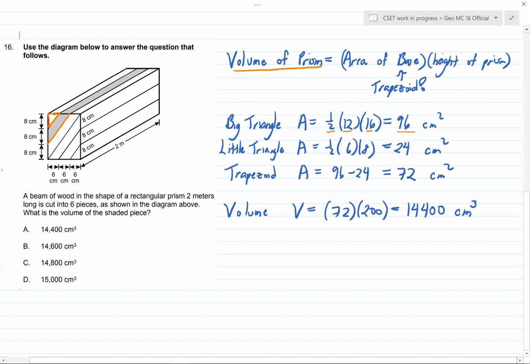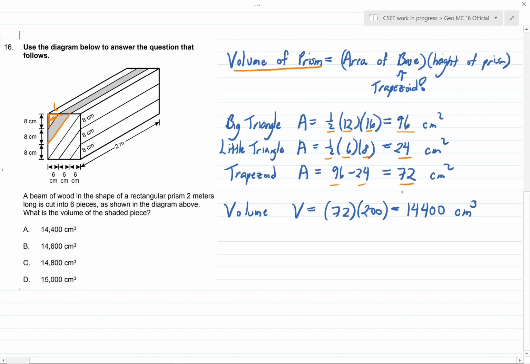And then I go for the little triangle. Here we go. So the base is 6 and the height is 8. So 1/2 times 6 times 8 is 24. And so the trapezoid, you just take away this from the big guy to get the shaded guy. So just subtract those, you get 72.